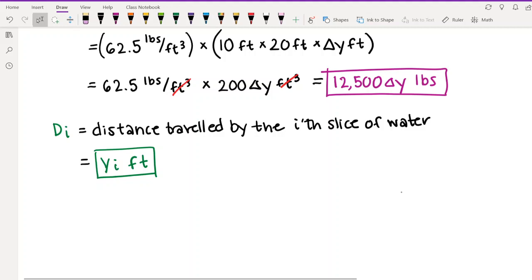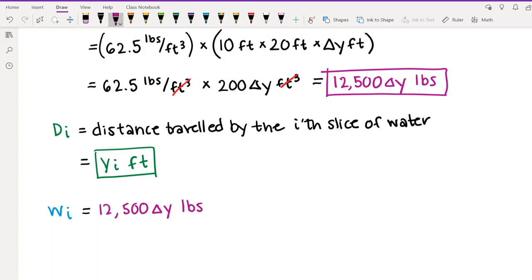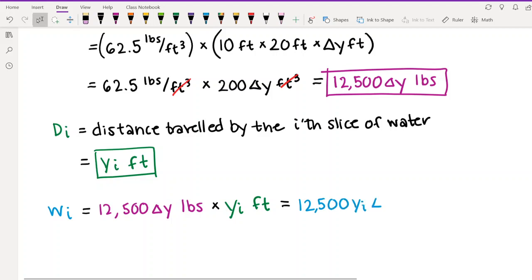Okay, and so that tells us that the work done by the ith slice is going to equal 12,500 delta y pounds times yi feet. And so altogether, that's going to give us 12,500. It's pretty clear what it gives you. The only thing I'm going to do is move the delta y to the end because that's more conventional. And then the units are foot-pounds.